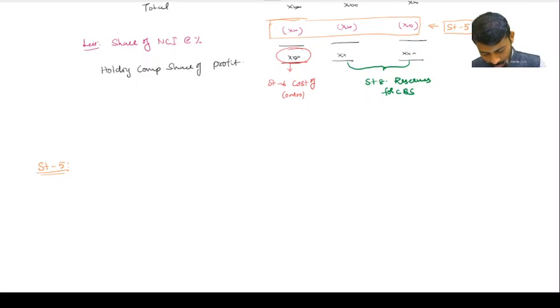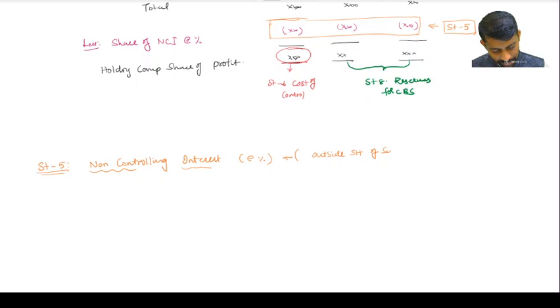Got it? Step number 5, non-controlling interest. So at its percentage you have to check. So non-controlling interest means what? Outside shareholders. That's the meaning. Outside shareholders of the holding company and the subsidiary company.